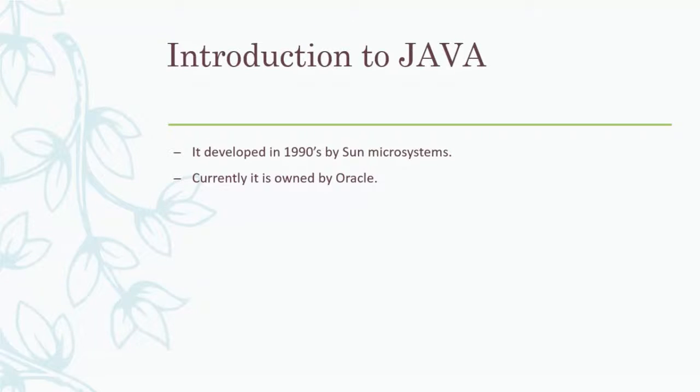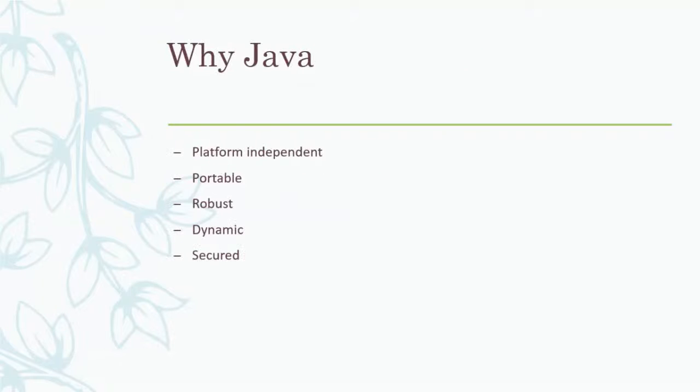Java is a high-level modern programming language designed in the early 1990s by Sun Microsystems. Currently, it is owned by Oracle.